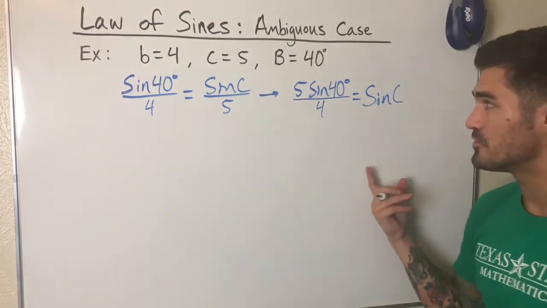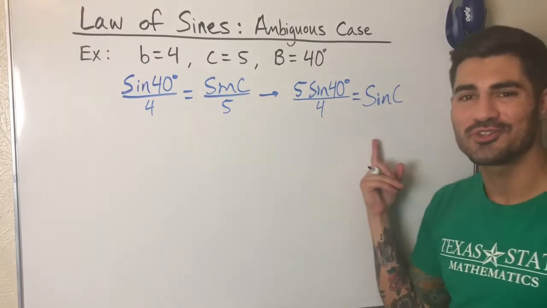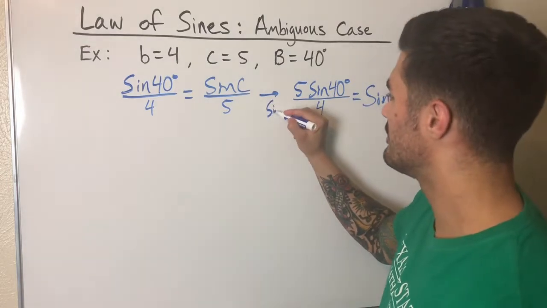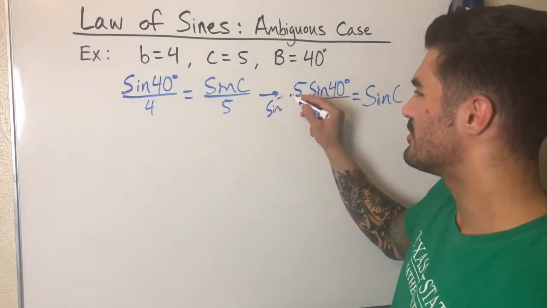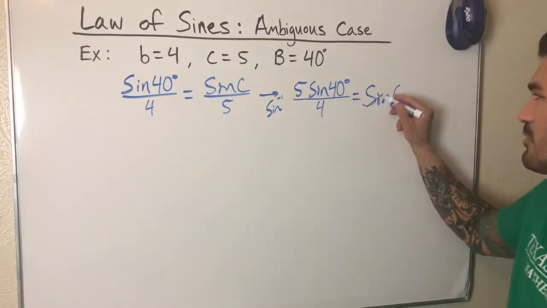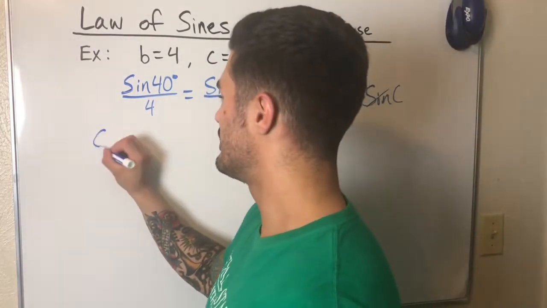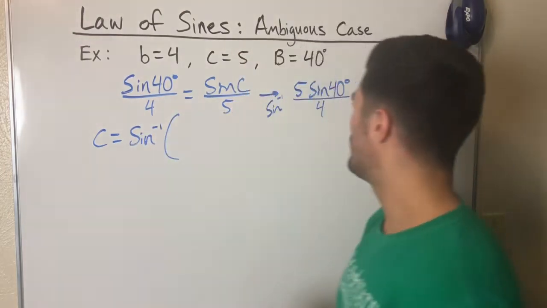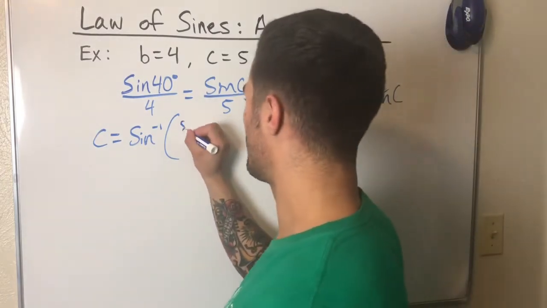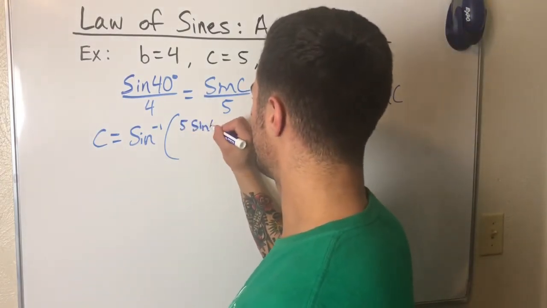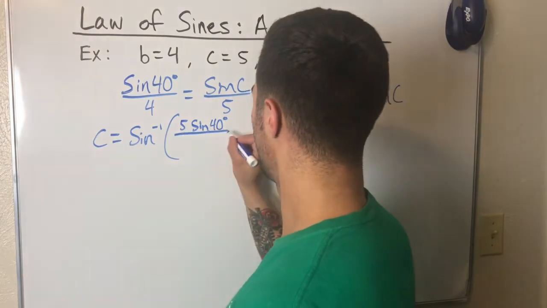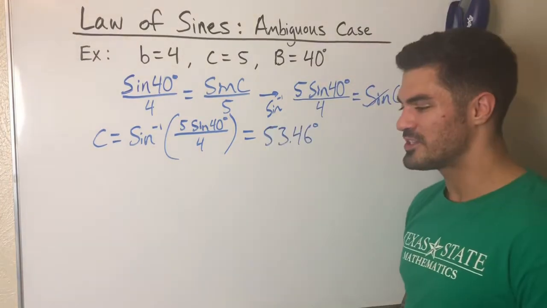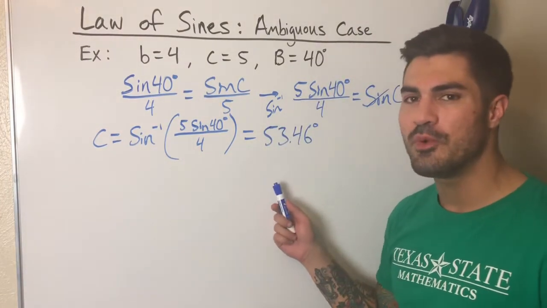Now I can take the sine inverse of both sides because I want to solve for this angle C, and I solve for an angle by using sine inverse, or arc sine, whatever you want to call it. That will get rid of the sine, and I'll be left with C equals sine inverse of 5 sine 40 degrees over 4. So I'm going to punch all this in a calculator. All right, when I punch this in the calculator, I get 53.46 degrees.